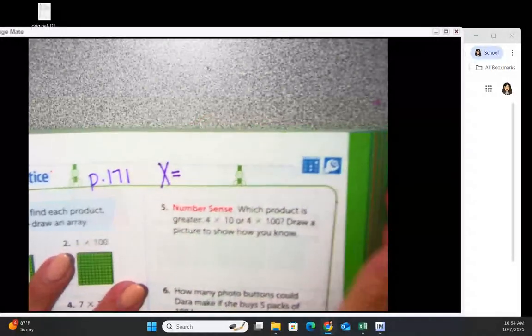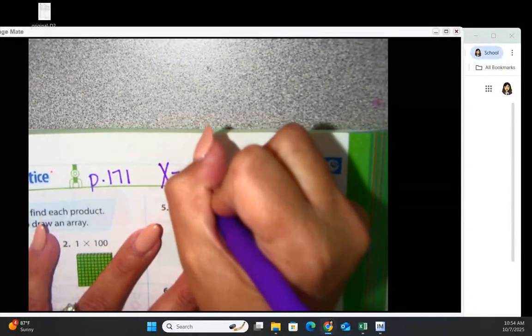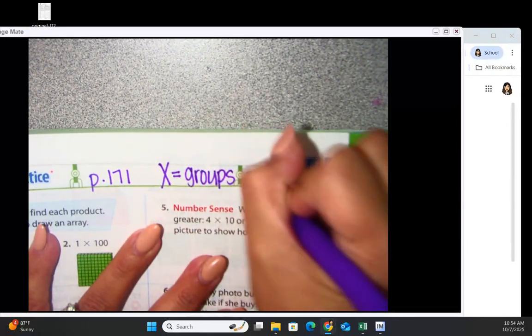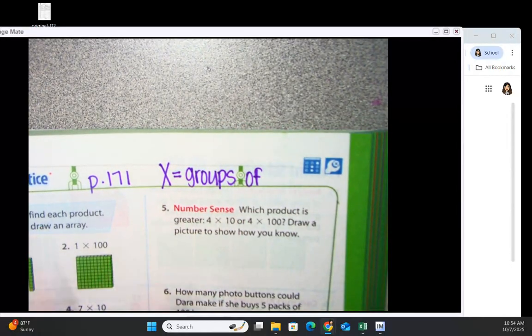Our multiplication symbol, yes, we know it means to multiply, but it also means groups of. Now we also know that, what are we waiting for? I don't understand. What's happening? It's because what?